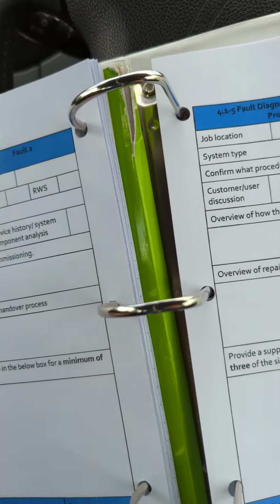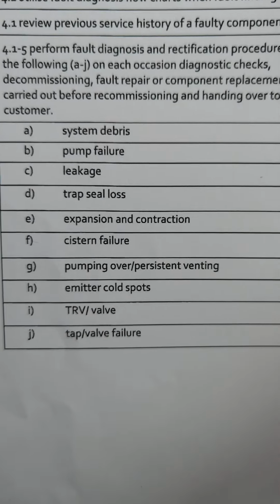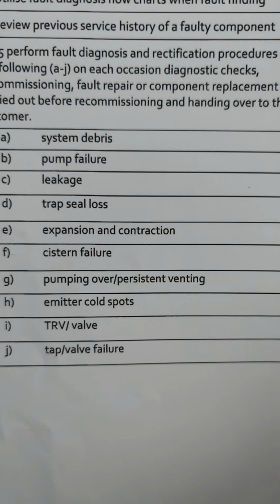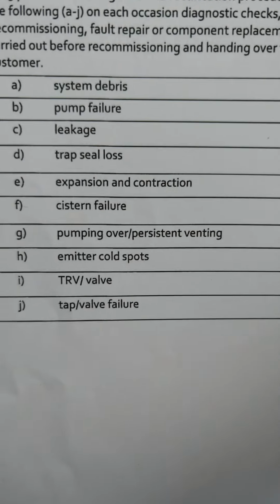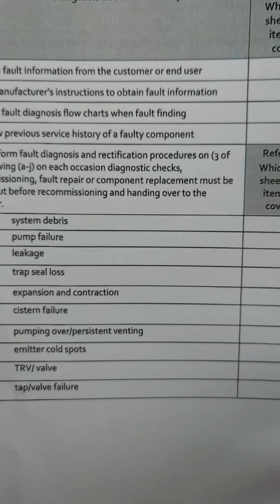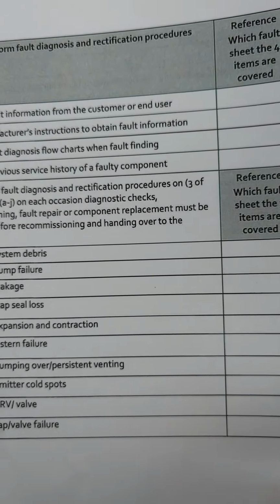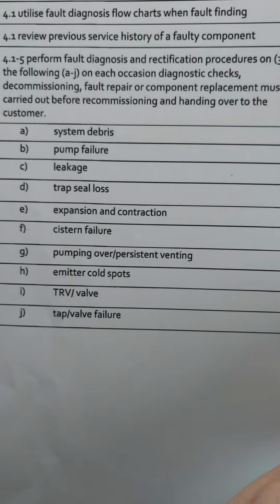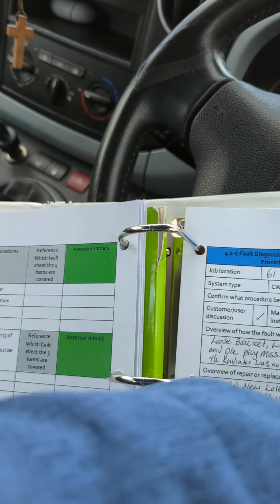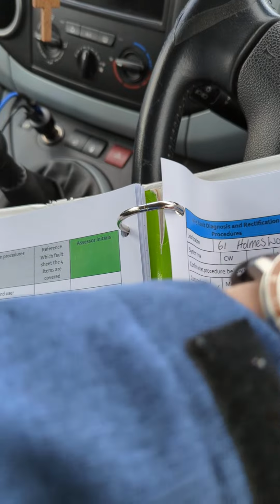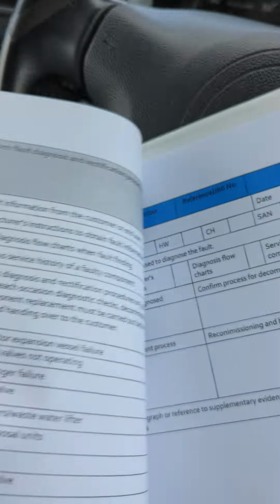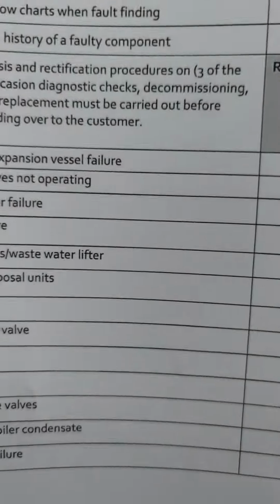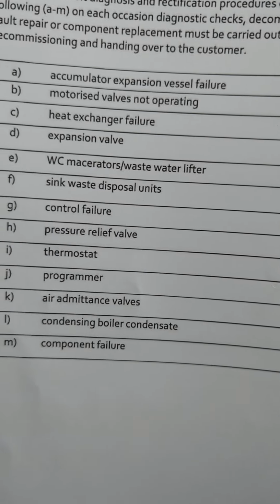Faults 1, 2 and 3 need to come from this list. Pump failure, leak, trap seal loss, expansion and contraction, system failure, that type of thing, a tap or a valve failure. So if you work it where you're doing fault number 1 from this list, then you do fault number 2 from this list, fault number 3 from this list, and then you do faults number 4, 5 and 6 from, bear with me, do apologise, from this list. Okay, so we've got a list there.